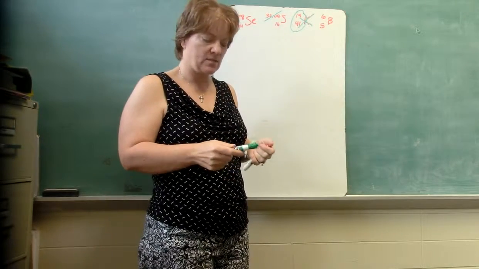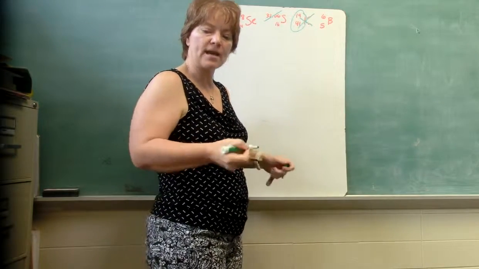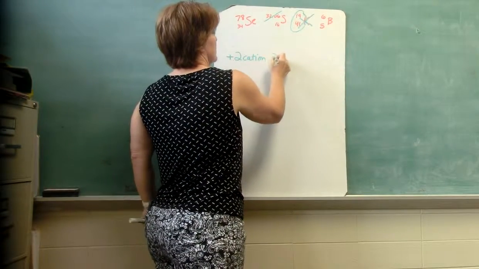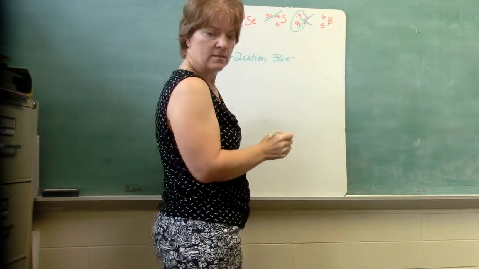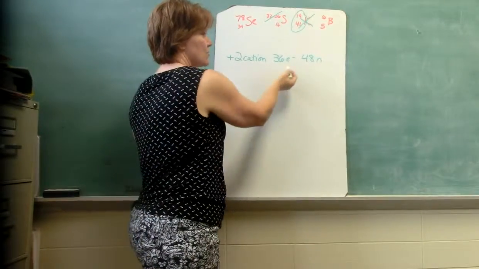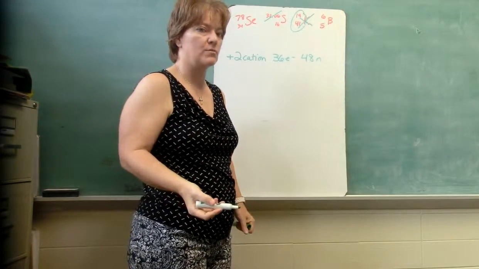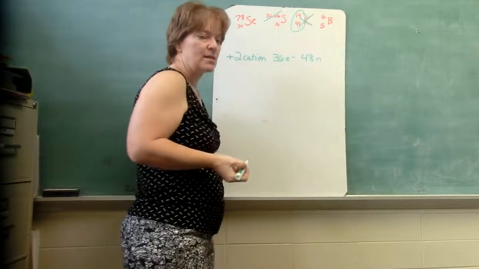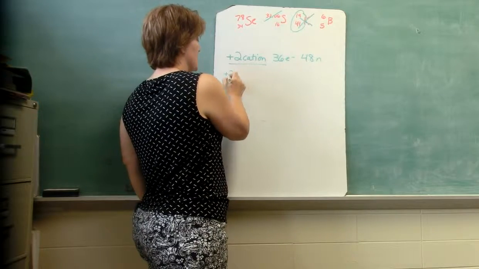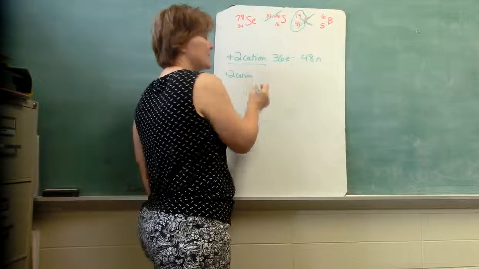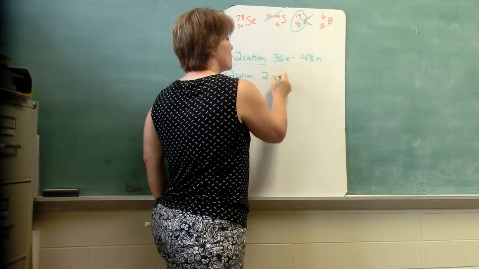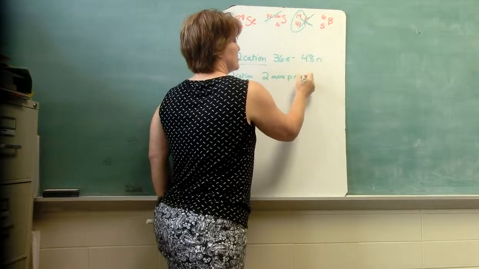Then the last problem says write an isotope symbol for a +2 cation with 36 electrons and 48 neutrons. So I have electrons, I have neutrons, I need to know the number of protons. I cannot say the number of protons is the same as electrons because this is not an atom, it's a cation. And a +2 cation means that it has an extra +2, and the pluses are coming from protons, so it means it has 2 more protons than electrons.